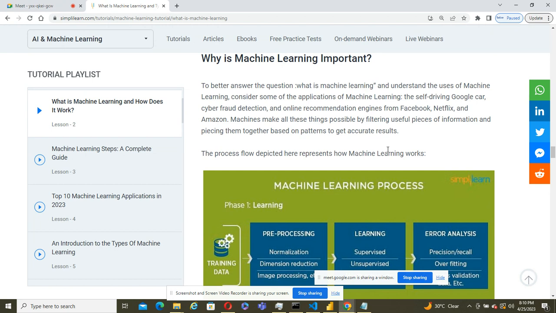What is machine learning actually? Now understand the uses of machine learning. Let's consider some things here. Consider some of the applications of machine learning. So here are some of the applications of machine learning.